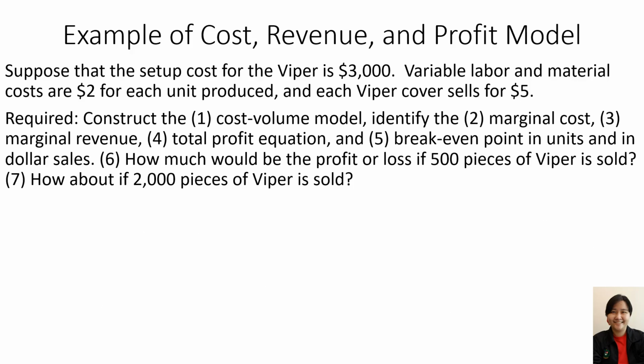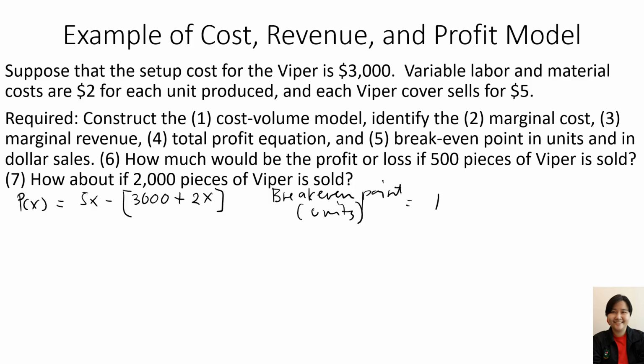Now for the last 2 requirements. But before that, let us write down the total profit equation, which is PX equals 5x minus (3,000 plus 2x). And the break-even point in units, which we solved in the previous slide, is 1,000 units. If the break-even point is 1,000 units, then if we sell less than 1,000 units, we would incur a loss. The only time we can generate a profit is if we're able to sell more than the break-even point of 1,000 units. So let us now answer requirement number 6.